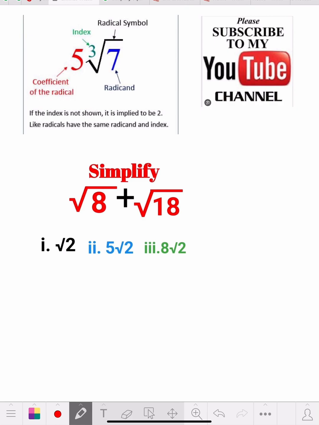The problem I found online today is to simplify a radical. We have the addition of the square root of 8 plus the square root of 18. They gave us three different answers, okay? So let's see how we solve this. How I'd solve these, you ready?